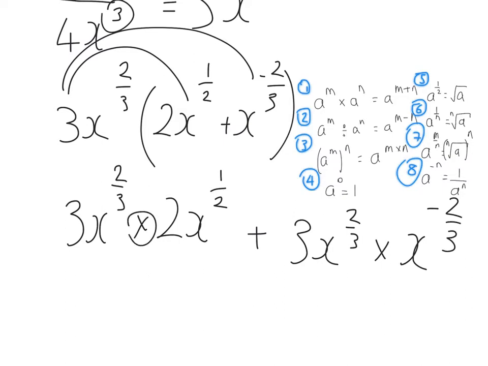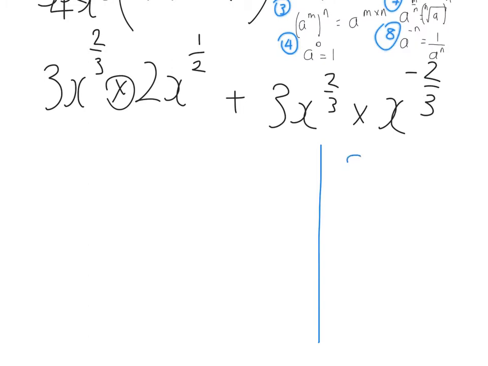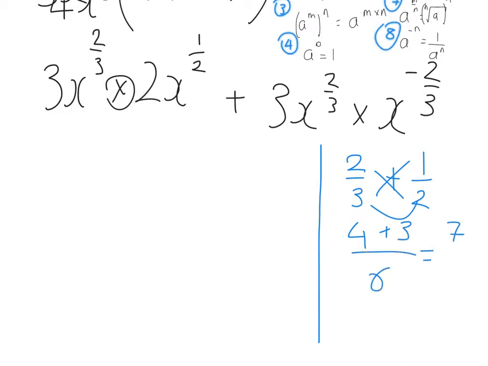So remember, for multiplication we add the powers. So I'm just going to go to the side and do that. So 2/3 plus 1/2. I can use the kiss and smile method here. So that will be 4 plus 3 over 6, which is 7 over 6. Bring that back in. 3 times 2 is 6. X to the 7 over 6.